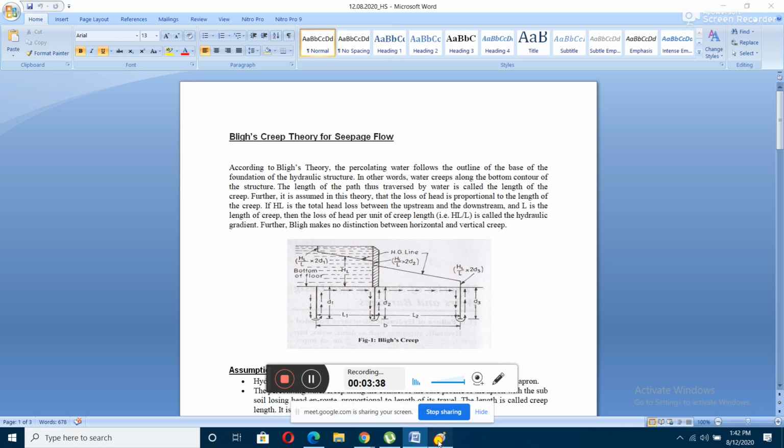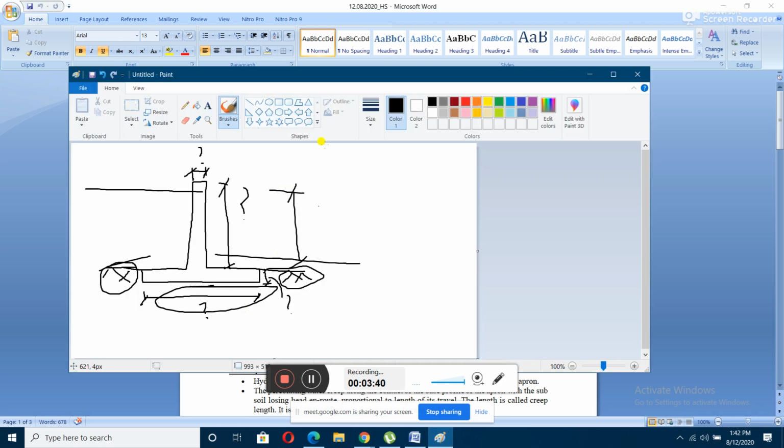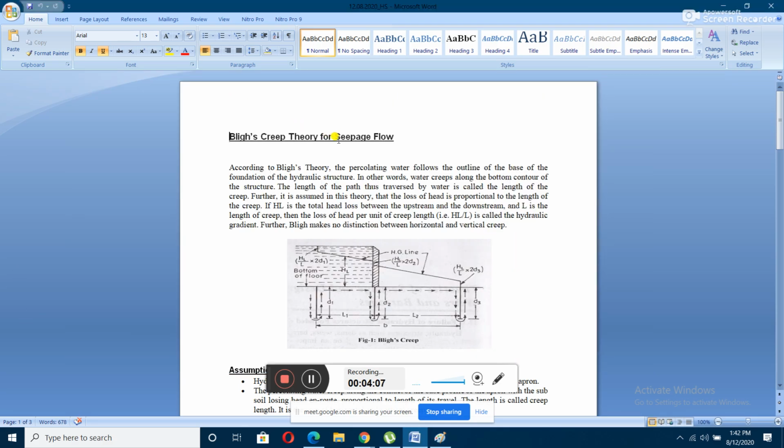So what do you mean by creep theory? The percolation of water. Here water flows like this below your structure, below your impervious floor, and it will emerge out from this point. This percolation of water is known as creep. That seepage is known as creep, so that theory is known as creep theory, for seepage flow.